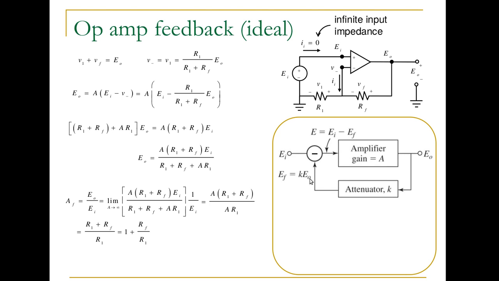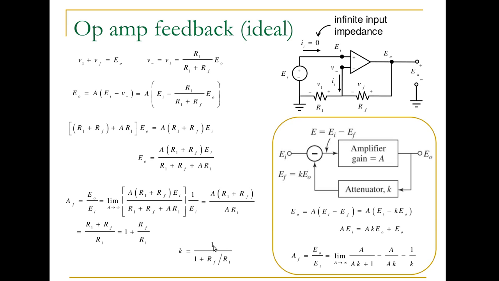Here is a block diagram for the op amp with negative feedback. We want to find out what this gain K is, the feedback gain. It turns out that the feedback gain K is 1 over AF, so it's 1 over 1 plus the ratio RF to R1. The smallest gain that this configuration of the op amp can have is 1.